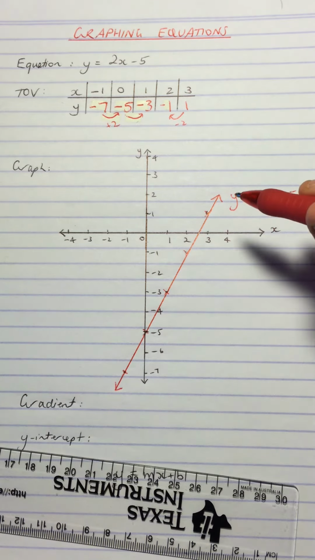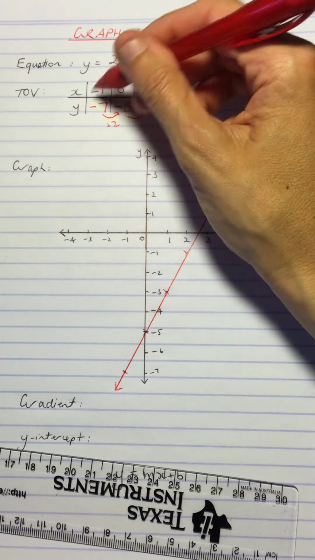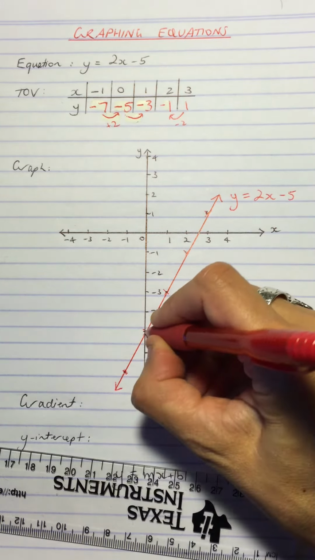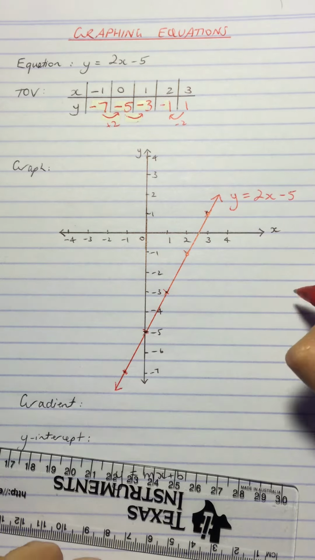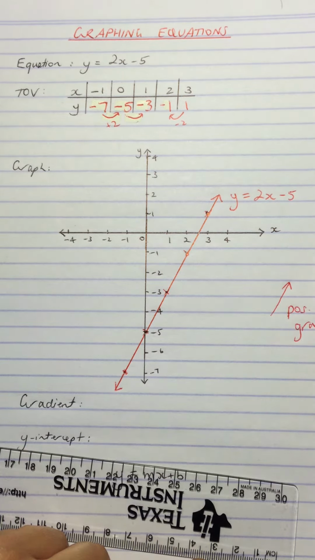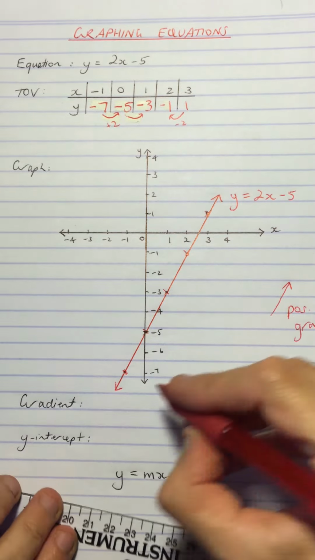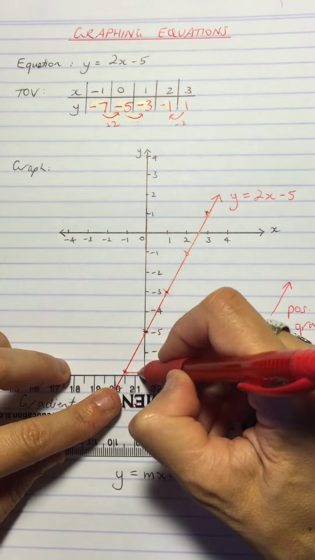Now having a look at that relationship of the gradient, this is what I want to focus on. Having a look at this relationship of the steepness of the line, as each coordinate goes from left to right, what is happening to the line? Now it's an increasing line, it's going up, it's got a positive gradient. The gradient is 2. We call it m, and m is 2.